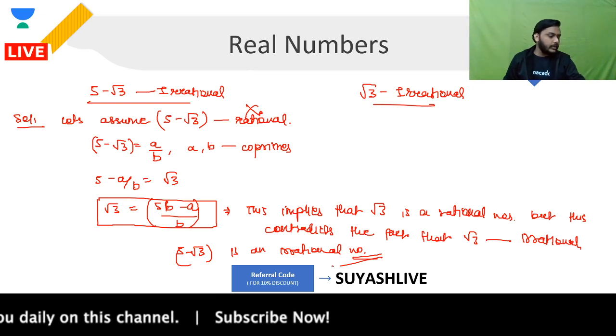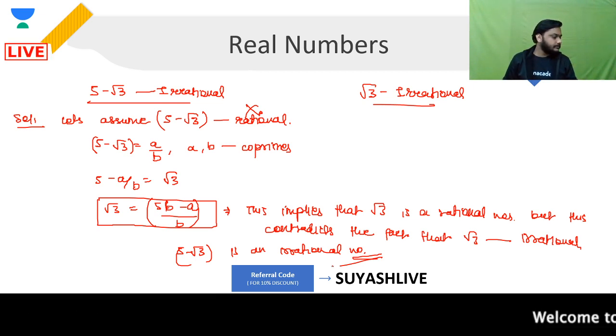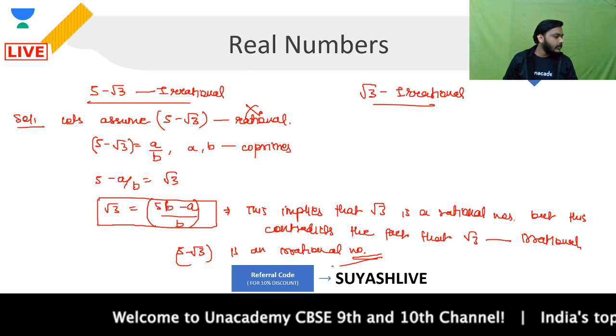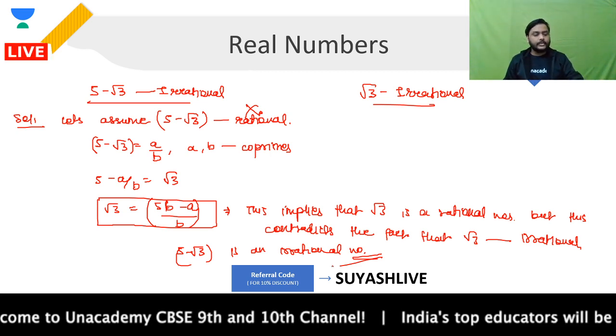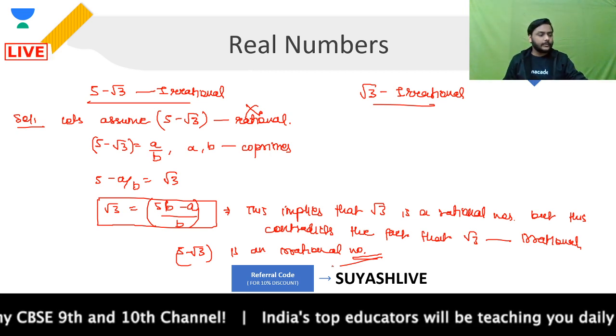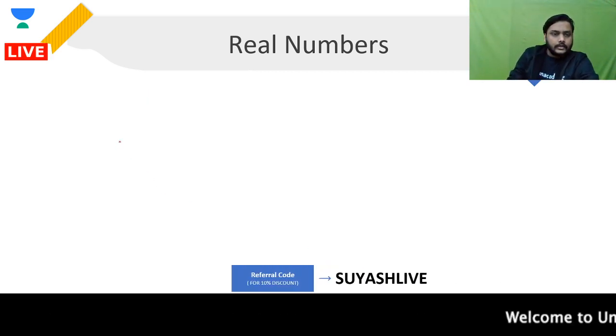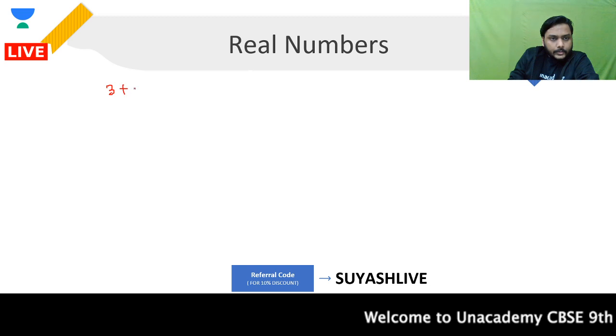Let's talk about some more questions over here. Let's see some more questions. So we are having a question over here that is 3 plus 2 root 5. Now we have to prove 3 plus 2 root 5 is irrational. I'm having 3 plus 2 root 5.